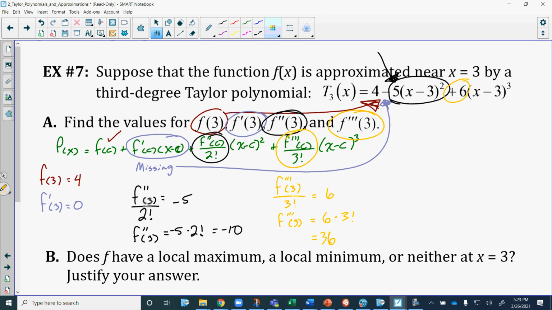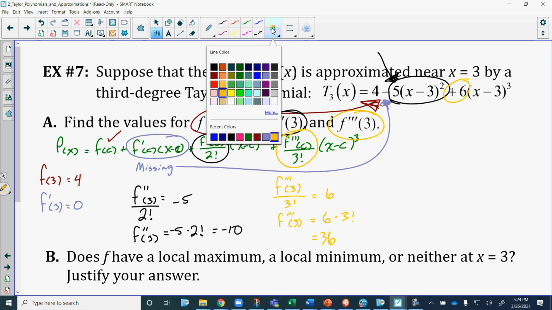Now, I would caution you against actually trying to find the first, second, and third derivatives of the polynomial itself, because they are going to be a bit misleading.